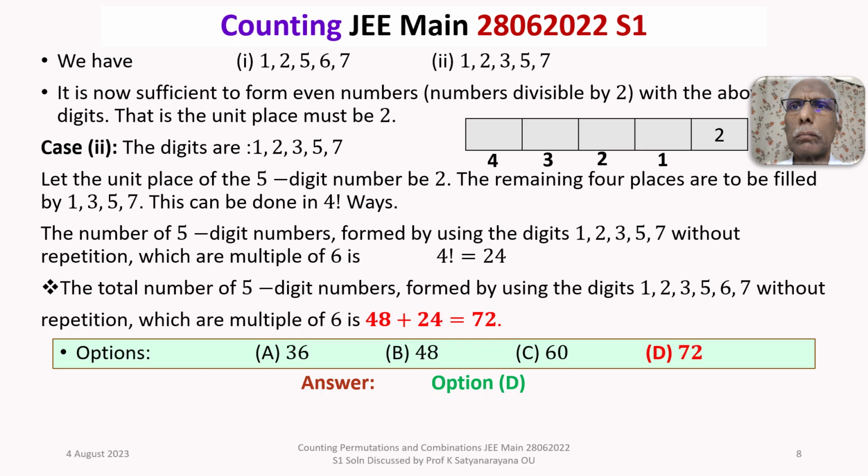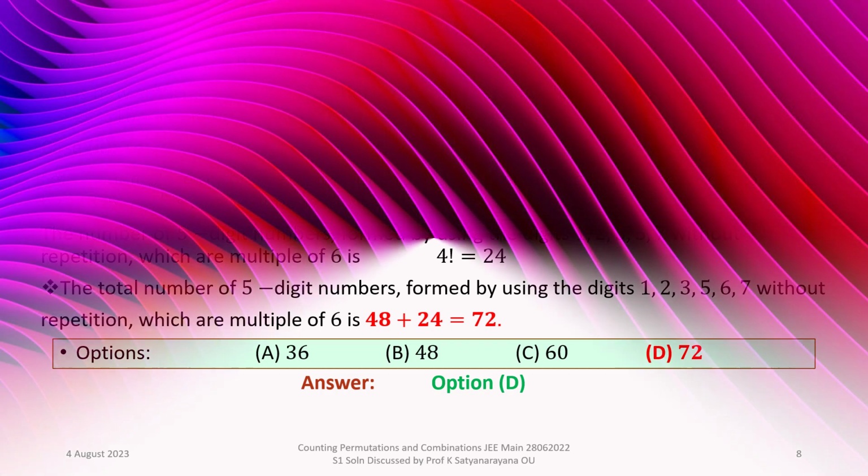That is the detailed discussion of the solution of the problem, which is on counting 5-digit numbers that are given in the question. And this question is from the section Permutations and Combinations.